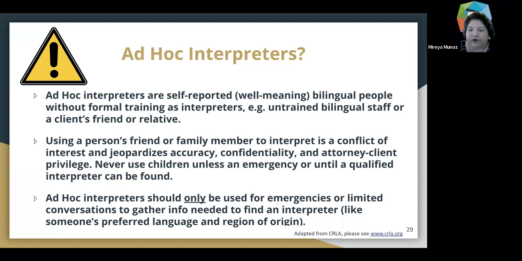And definitely when we use minors or minor children, that can also become an issue. We definitely discourage the use of children, even in emergency situations, because we're exposing children to various situations where it can be very traumatic for a child to interpret.